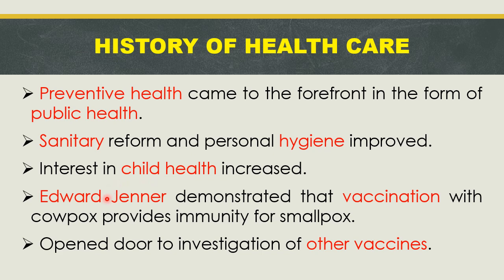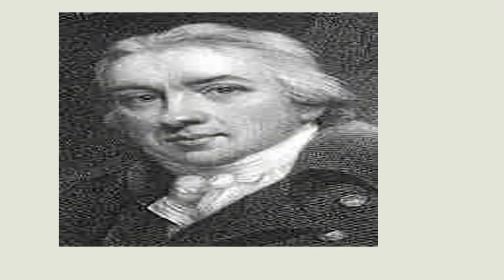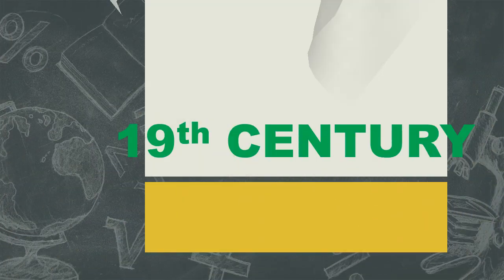So the discovery of Edward Jenner of the vaccine for smallpox, actually yung ginawa niyang vaccine is for the cowpox, but accidentally they discovered that it also provides immunity against the smallpox, and because of this, nagkaroon na ng mga investigation on the other vaccines. So this is Edward Jenner. Then let's proceed to the 19th century.